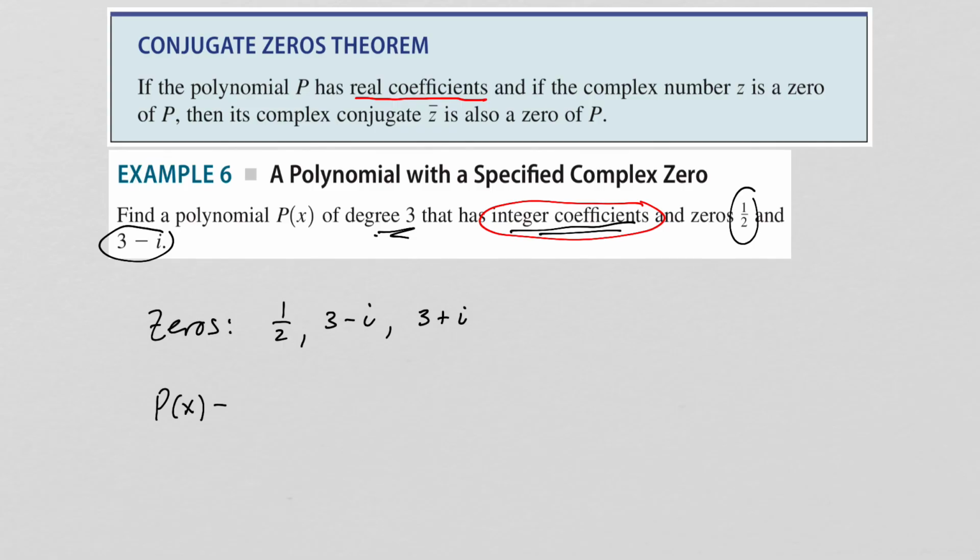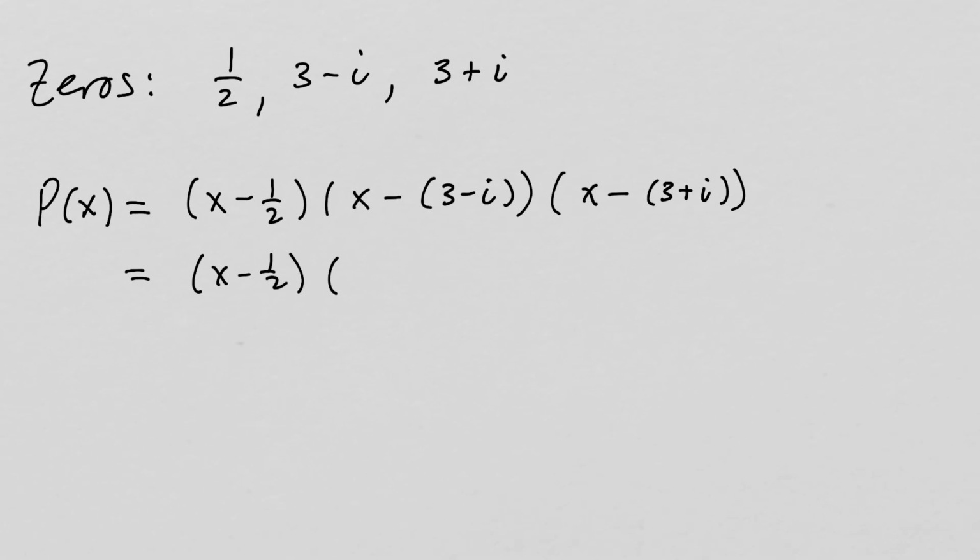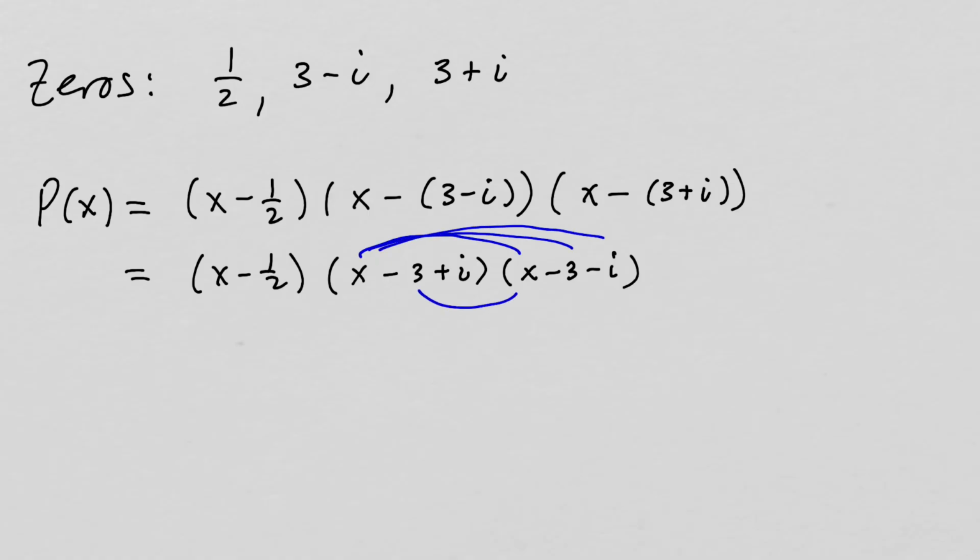So p of x, the polynomial, will be x minus 1/2 multiplied by x minus the quantity 3 minus i multiplied by x minus the quantity 3 plus i. And now we just need to multiply this out. This is a little bit tedious, and there are different ways to do this, but you could just distribute the negative on the inside of the parentheses here, and then make sure you multiply everything in the first set of parentheses to everything in the second set of parentheses. So we're going to do all of these 9 multiplications here.